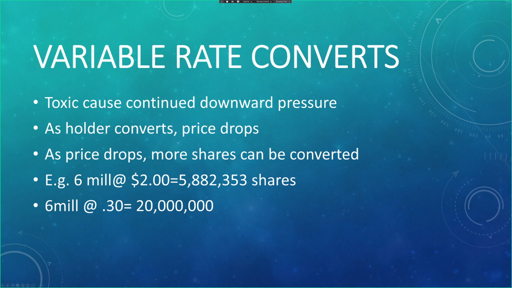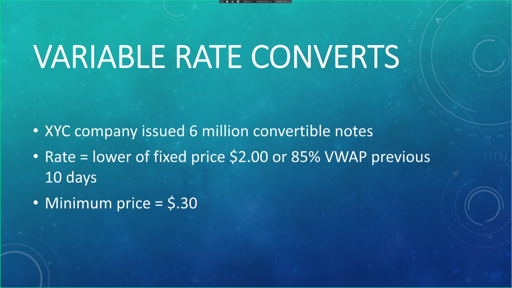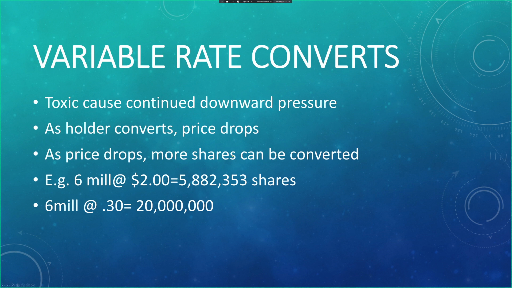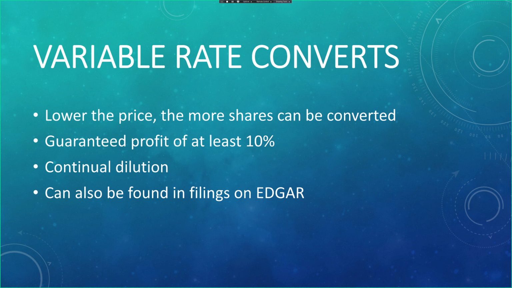Toxic because of continued downward pressure: as the holder converts, the price drops. As price drops, more shares can be converted. See how that 10-day moving average, right? So he continually increases the amount of shares he can create because he's continually bringing down the price. Example given: 6 million at $2 equals 5,882,353 shares. 6 million at 30 cents is 20 million shares, right? So huge difference. Every time he's selling, he's creating this downward pressure, creating more and more shares that he can continually convert. Lower the price, the more shares can be converted.